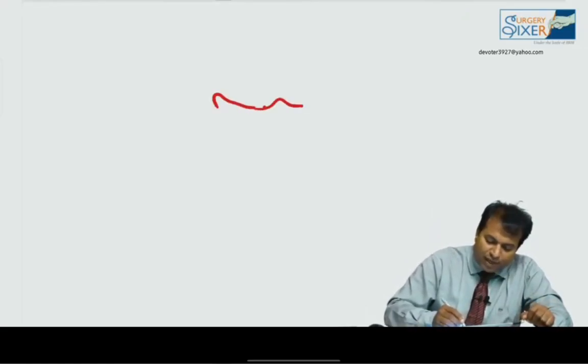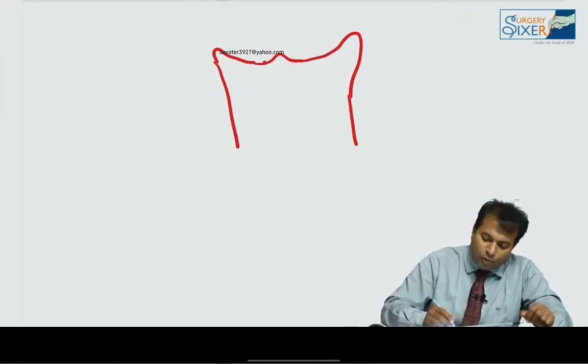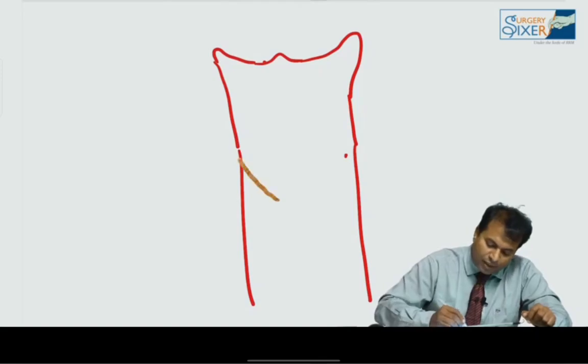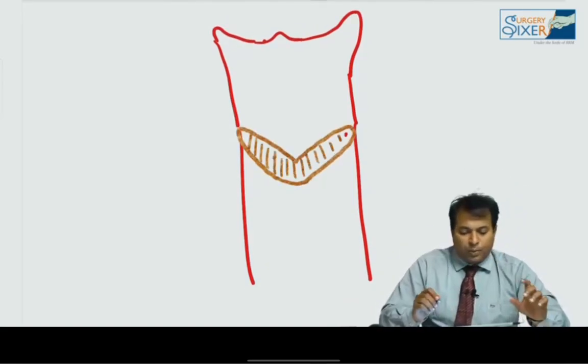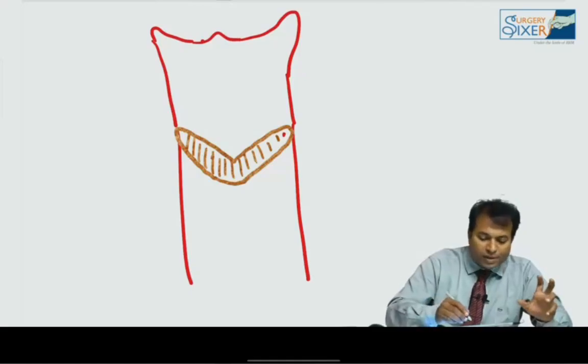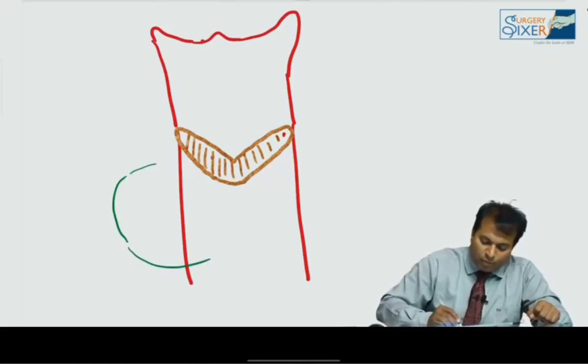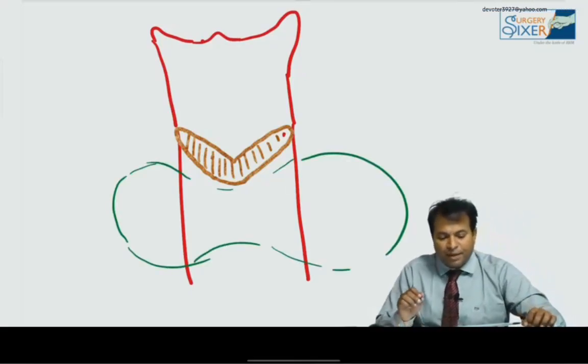So now I'm going to discuss a very important concept, the nerves. Let us assume this is the vocal cord. Now I'm going to discuss the nerves coming towards the thyroid gland. For example, if this is the thyroid gland, I'm drawing it approximately. Now we have the following nerves.